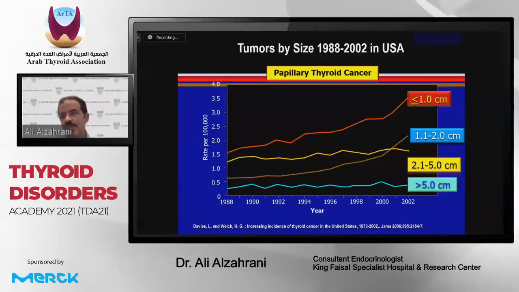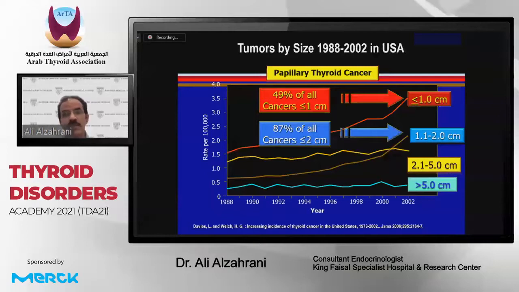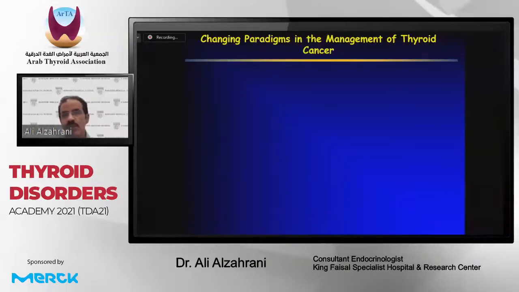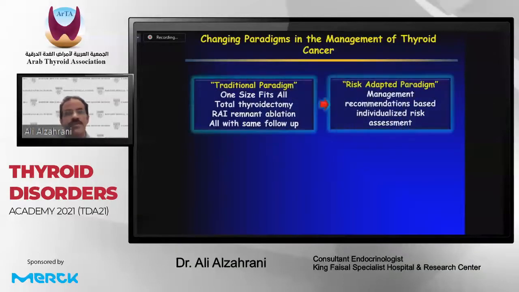So obviously, the detection of those tumors became an issue and brought with it dilemmas in the management. So as you can see here, around 50% of tumors are less than 1 centimeter, almost 90% less than 2 centimeters. So people were always wondering if we should treat all of those tumors in the same way.